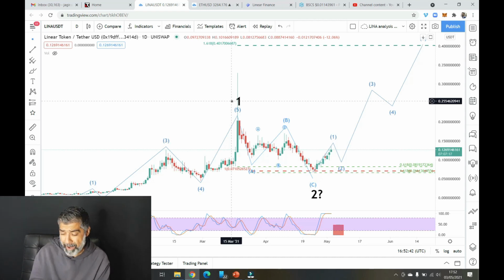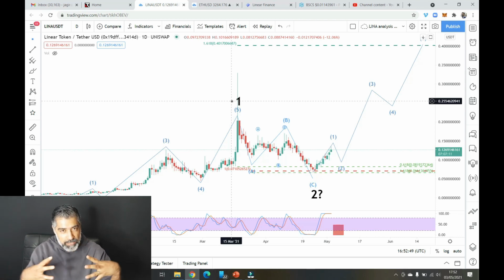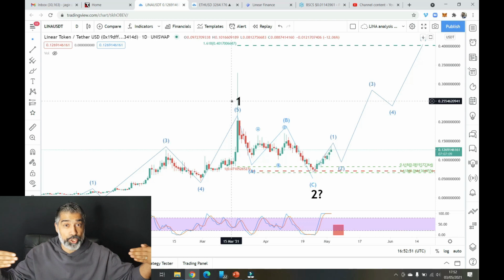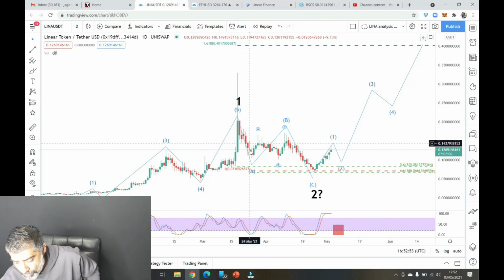This is beautiful. This is poetry in motion because it represents the mass psychology of the markets, of everybody participating, and it actually even factors in the news. So here we can see this beautiful A, B, C correction.